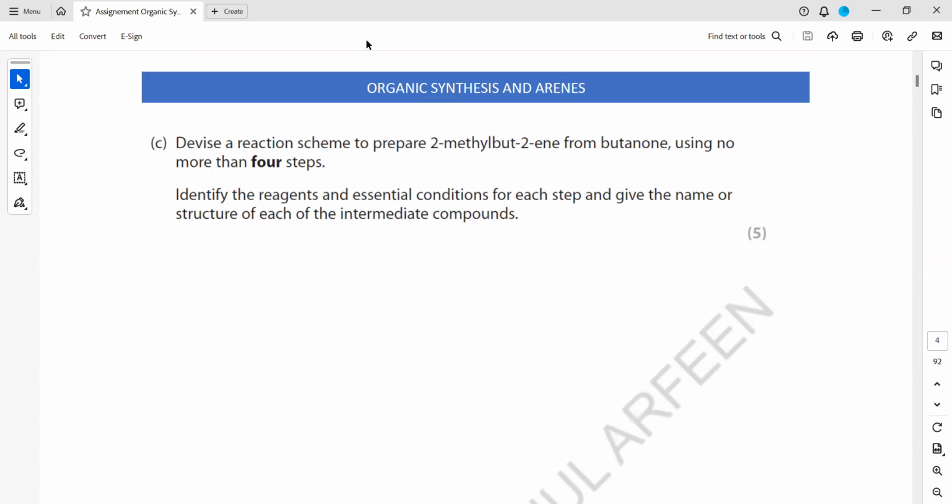Another one: devise a reaction scheme to prepare 2-methyl butene from butanone. Use not more than 4 steps. Identify the reagents and essential conditions. So here, we have to convert a ketone into an alkene.